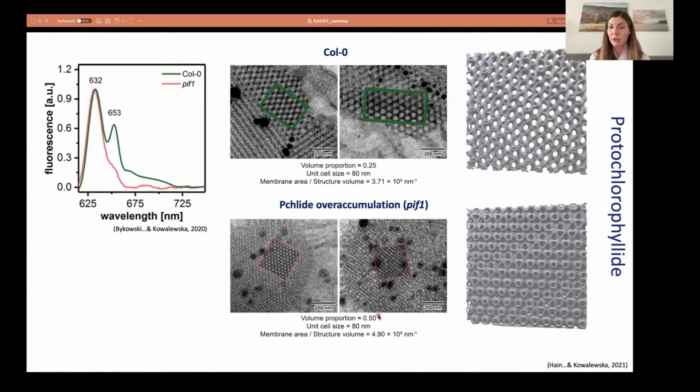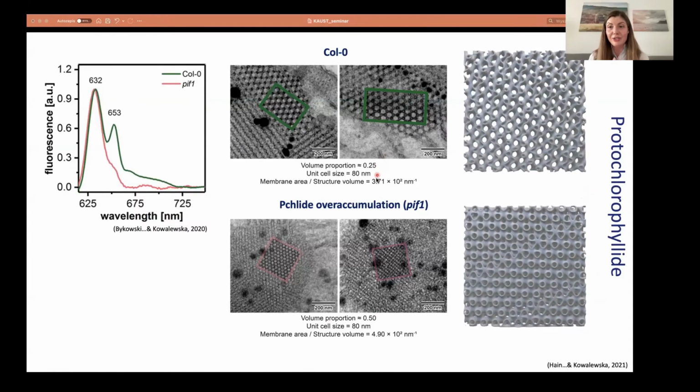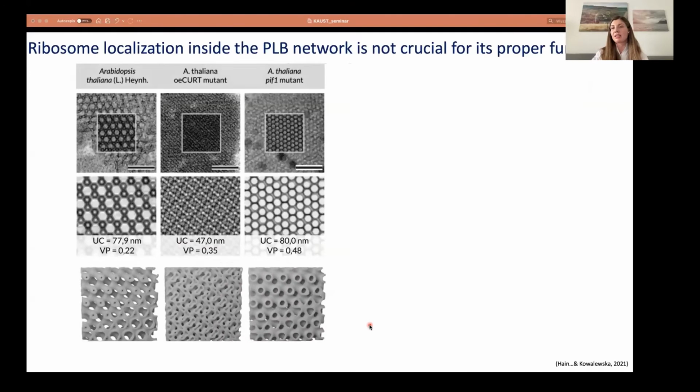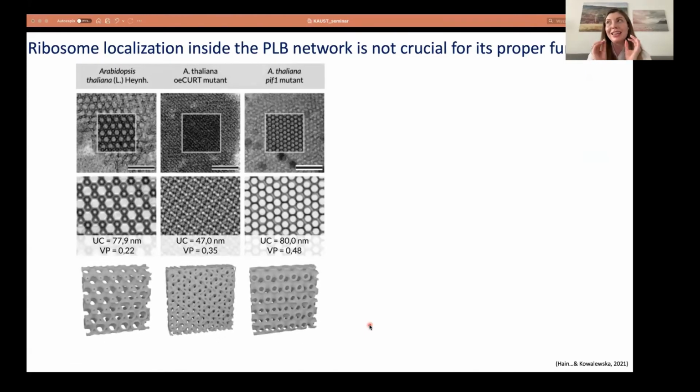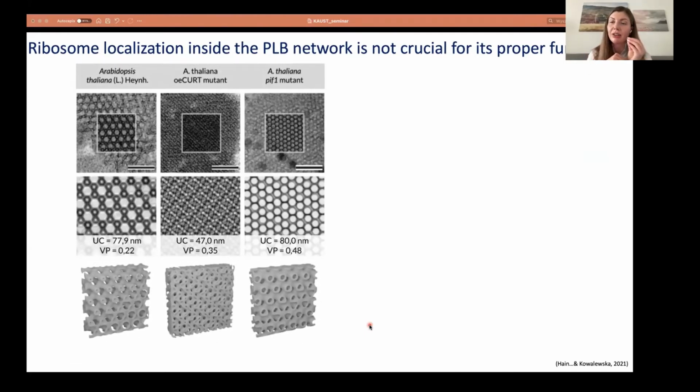but the volume proportion increased from 0.25, characteristic for Arabidopsis, to 0.5. So still, the structure was a diamond, but this time it didn't influence the size of the unit cell, only the volume proportion of the channels. So we asked ourselves whether it could have any influence on the function of the prolamellar body, which is still not yet discovered in full spectrum.